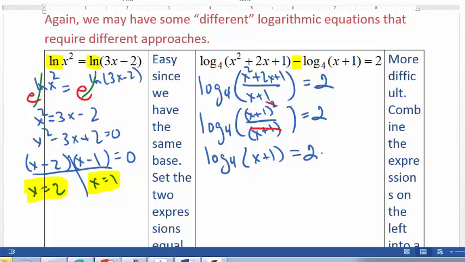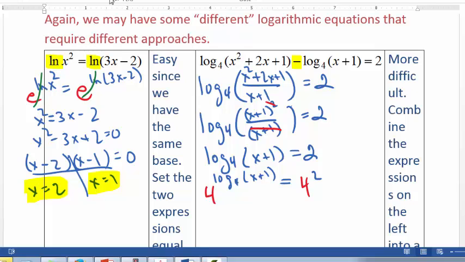So now I did two things. I not only isolated the log, but I also simplified the expression that I was taking the log of. So now it's just the log base 4 of x plus 1 equals 2. And now that I've isolated the log, now I can exponentiate. So now is when I make each side an exponent of whatever that base is, which is 4. So I do 4 to the log base 4 of x plus 1 equals 4 squared, right? I'm making each side an exponent of a base 4.